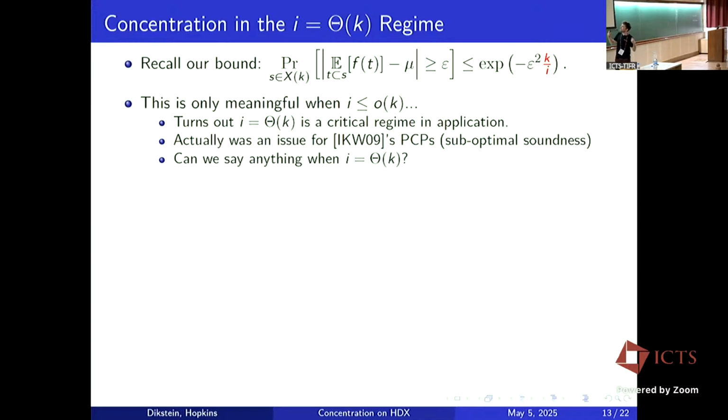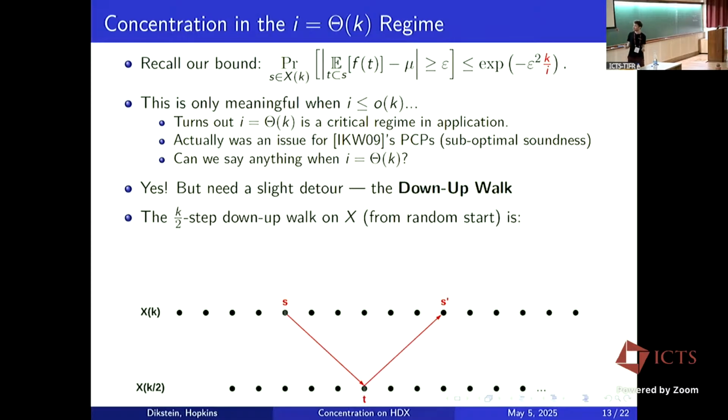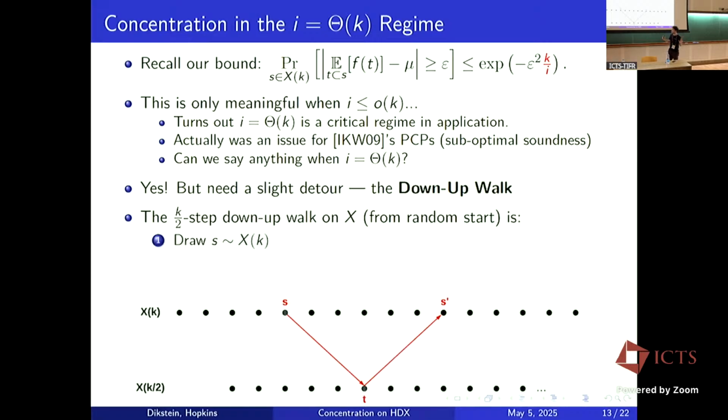Can we give some relaxed notion of concentration or something like this when I is theta k? And the answer is yes, but we need to take a slight detour from what we've been talking about into one of the main topics from last week, the down-up walk on a complex. So I'll be fairly brief about this. The k/2 step down-up walk on a complex from a random starting point is the following basic procedure. I'm going to pick an S uniformly at random, a random hyperedge in my complex.